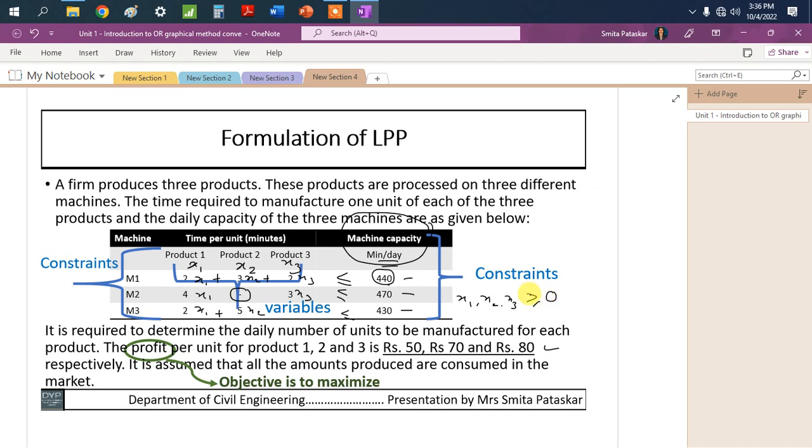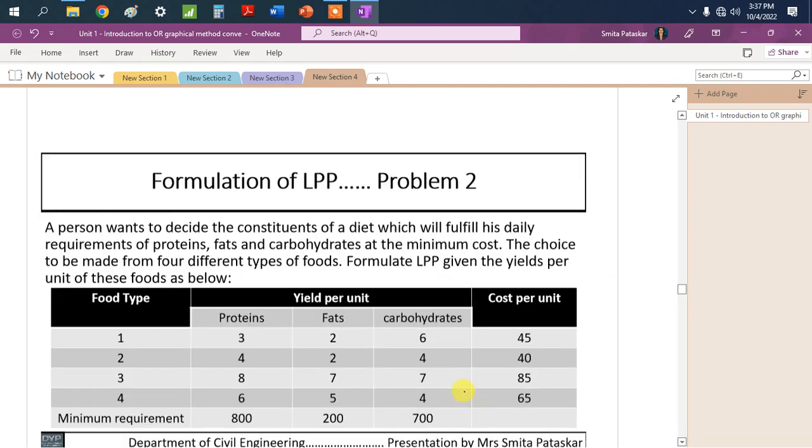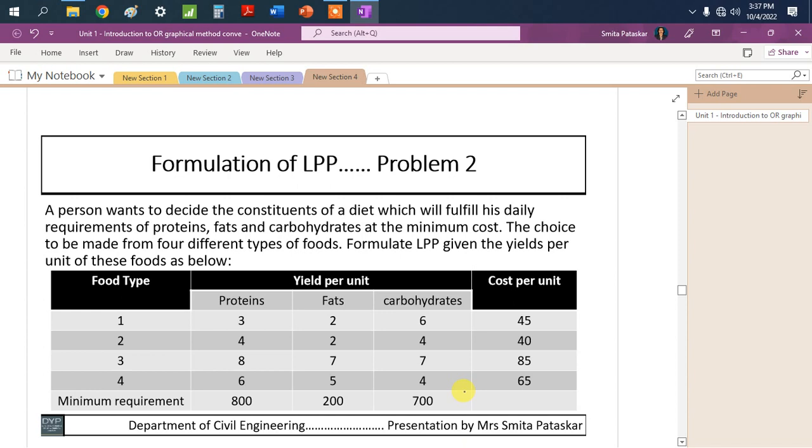So you cannot manufacture negative units. So this is how the problem statement will be. The objective function is given as 50x1 plus 70x2 plus 80x3 is the z, and these are the three constraint equations with non-negativity conditions as x1, x2 and x3 greater than or equal to 0. Now let us take another example.